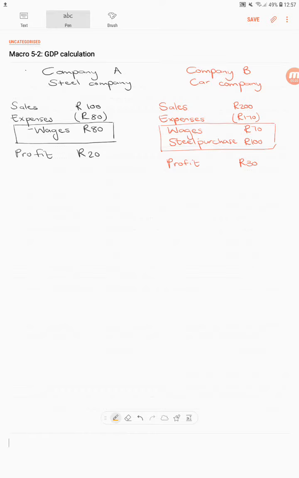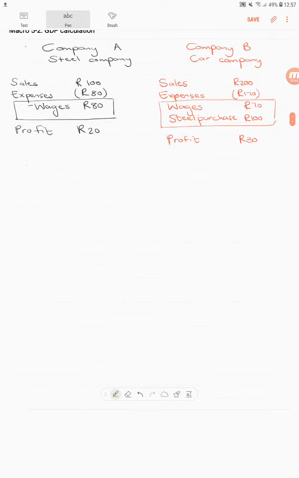Company A has sales of 100 Rand. It pays 80 Rand of wages, which leaves it with a profit of 20 Rand. Company B, the car company, has sales of 200 Rand, expenses of 170 Rand, which includes 70 Rand wages, and 100 Rand steel purchases, which leaves it with 30 Rand profit.